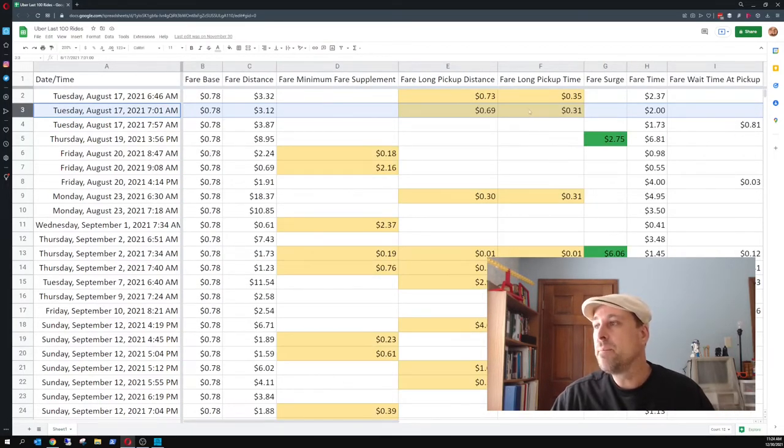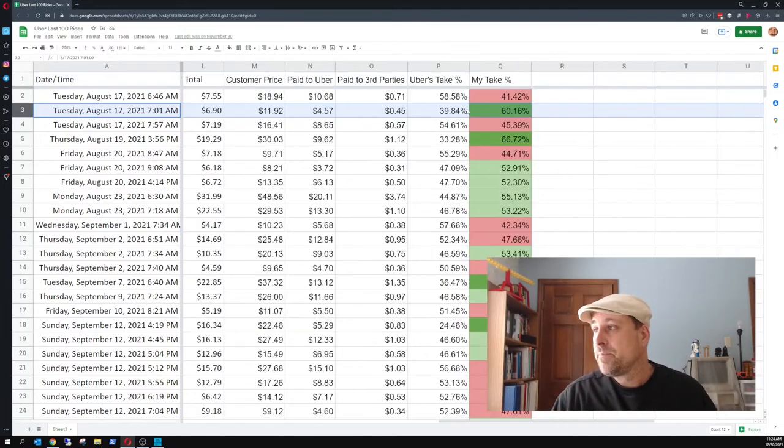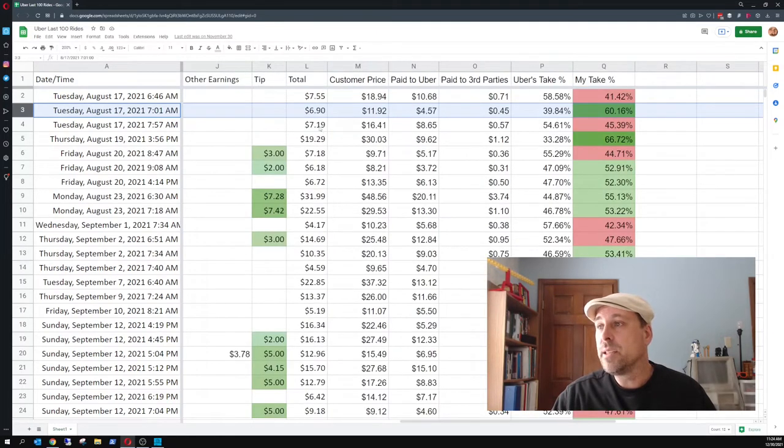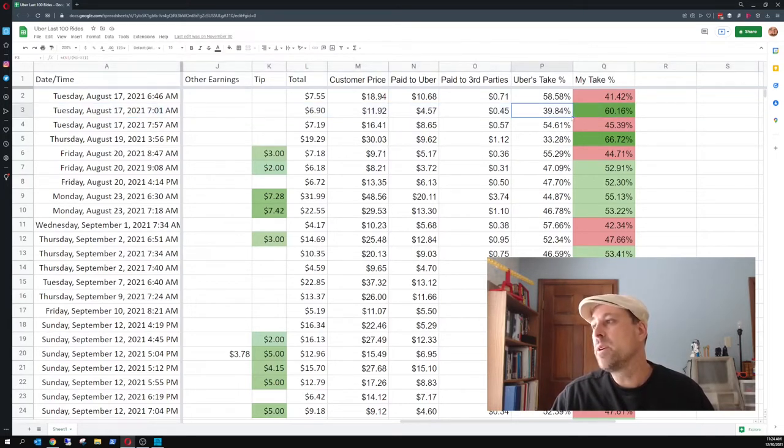Now, on the very next trip that morning, let's look at some of the information here on this trip. Again, another long pickup fee. Again, keep in mind, these are early morning trips, and this unfortunately happens a lot in my market. So the total on this trip, I got paid $6.90. The customer paid $11.92. Uber got $4.57, 45 cents went to the third parties. Uber's take was 39.8%, my take was 60.16%.